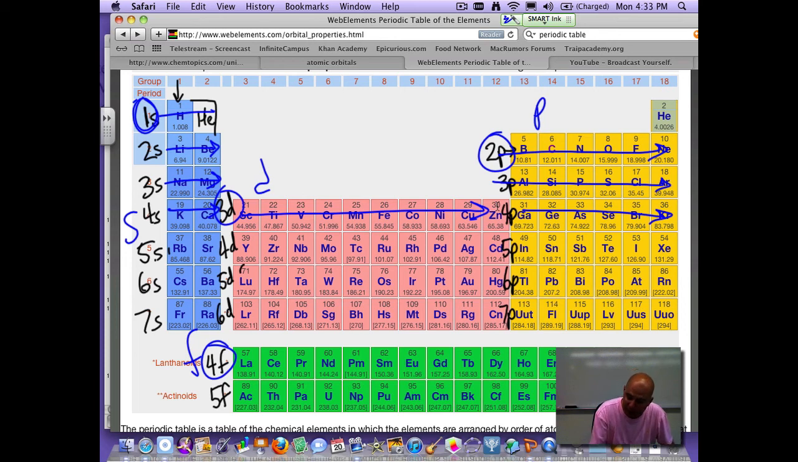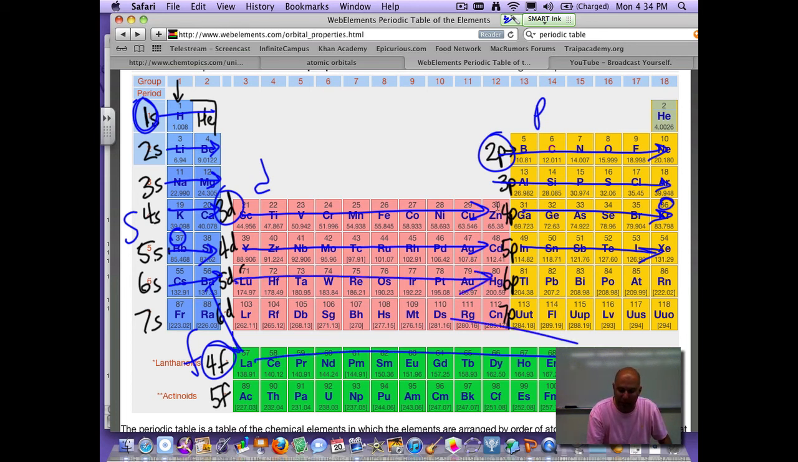After number 36, we're over here, we come to 37, 5s, then 4d, then 5p, then 6s, down here, 4f, then back up here, 5d, 6p, 7s, down here, 5f, 6d. So those are the order of our orbitals.